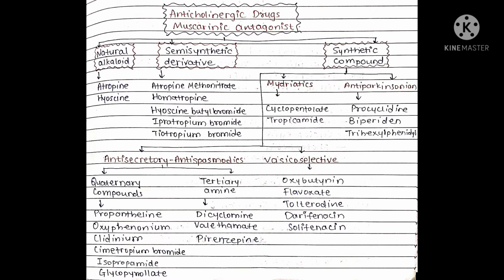Vesicoselective drugs include oxybutynin, flavoxate, tolterodine, darifenacin, solifenacin. Mydriatics include cyclopentolate, tropicamide. Anti-Parkinsonian drugs include procyclidine, biperiden, trihexyphenidyl.